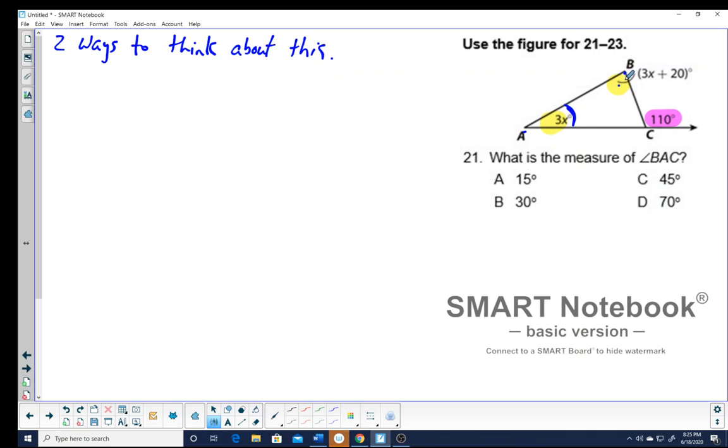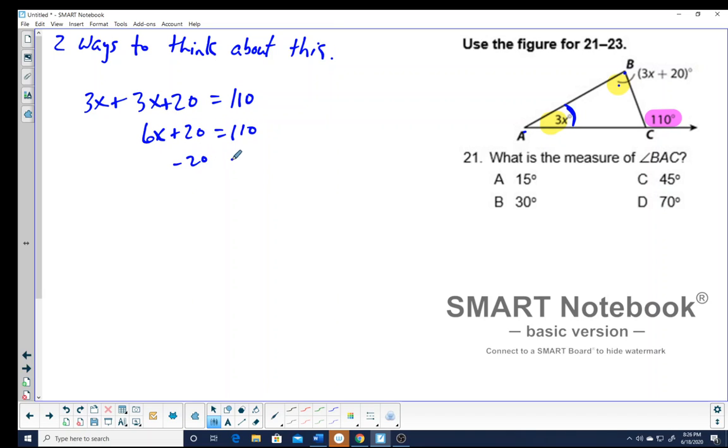So since we know that these 2 angles have to add up to be 110 degrees, we could create an equation and solve for x. And once we know what x is, we can then figure out what 3x is. So let's say then that 3x plus 20. So I'm going to say 3x plus 20. The sum of those 2 angles is equal to this exterior angle, 110. So now that you have your equation, combine the like terms. 3x plus 3x is 6x. So we have 6x plus 20 equals 110.